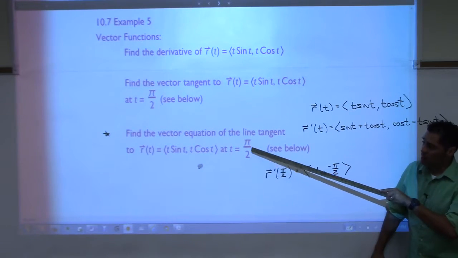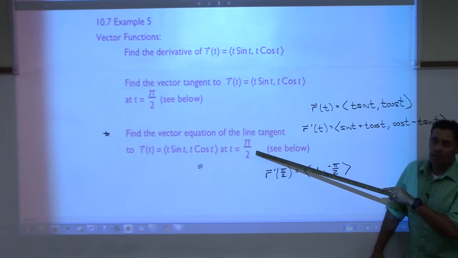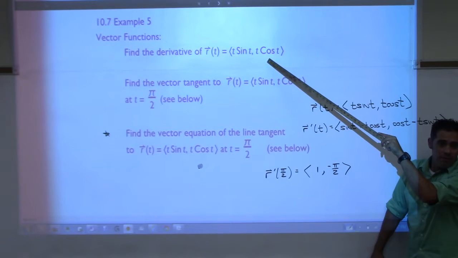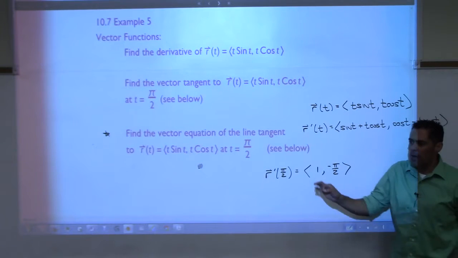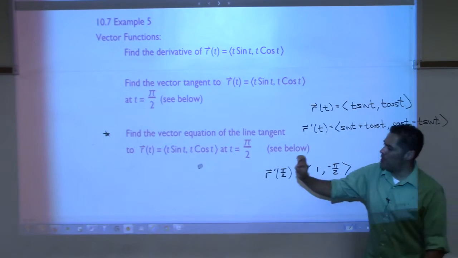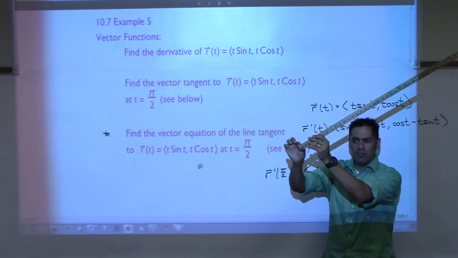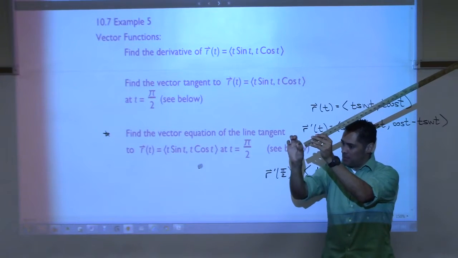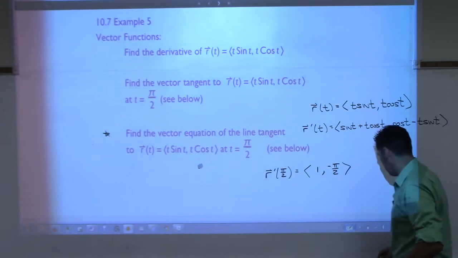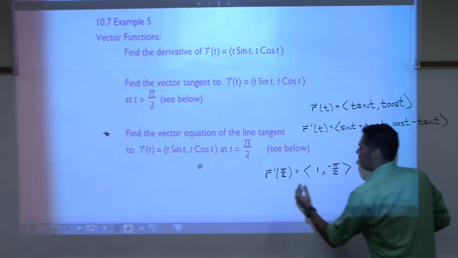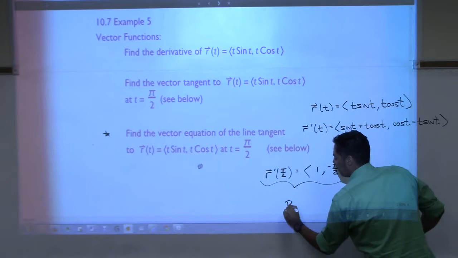We have to take pi over 2 and plug it into what? The original curve, right? Because remember, we're running tangent to the curve, aren't we? So imagine you're drawing this curve, and at pi over 2, we found this direction. We need that point. So let's plug into the original function. So this is our direction vector, right?